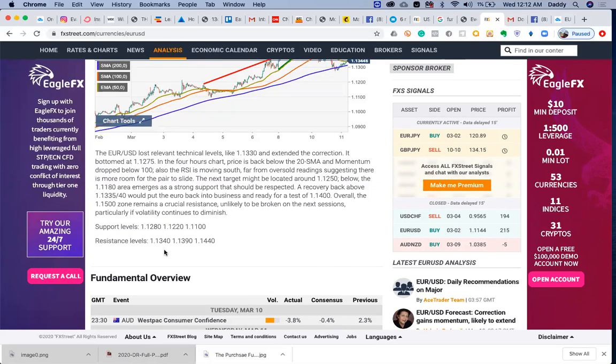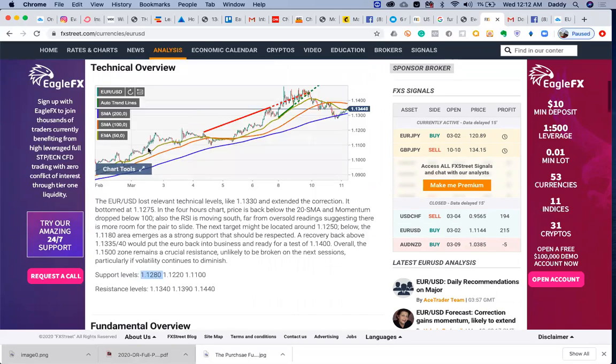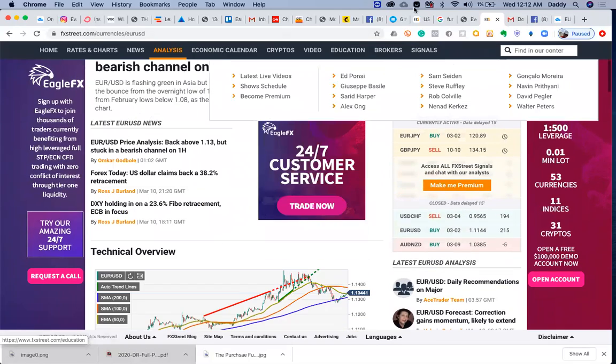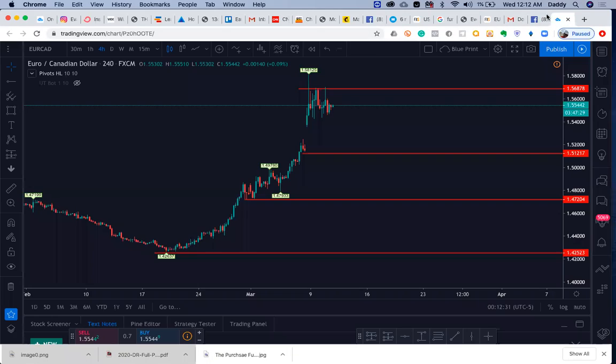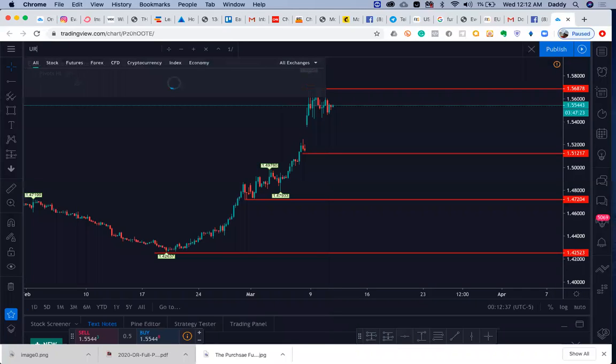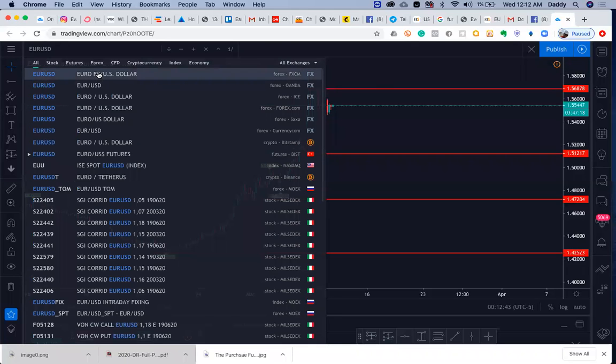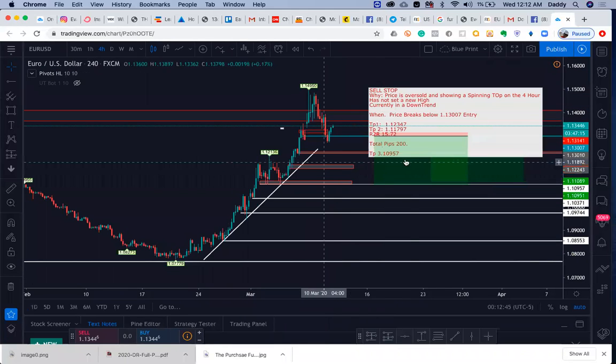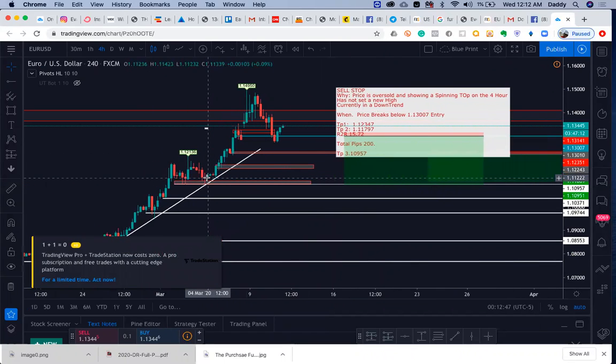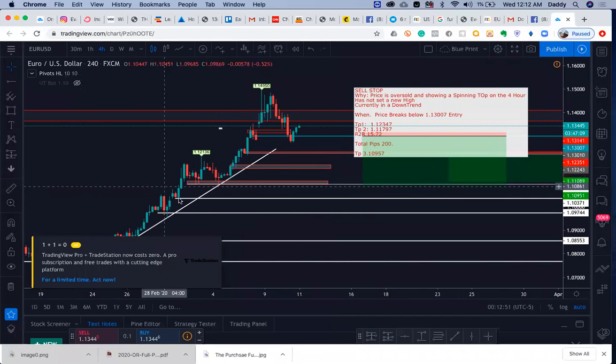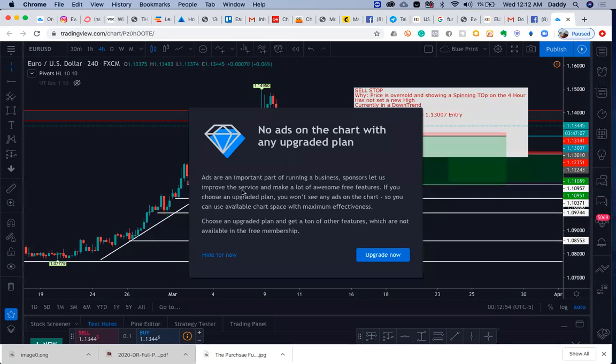Now, if you come here and use this particular website to get your support and resistance levels for your majors, this is your USD. Let's go to your USD and see how it looks. I'm on Euro CAD, but let's look at your USD. Euro. Okay. Now let's check my work and see what they say.